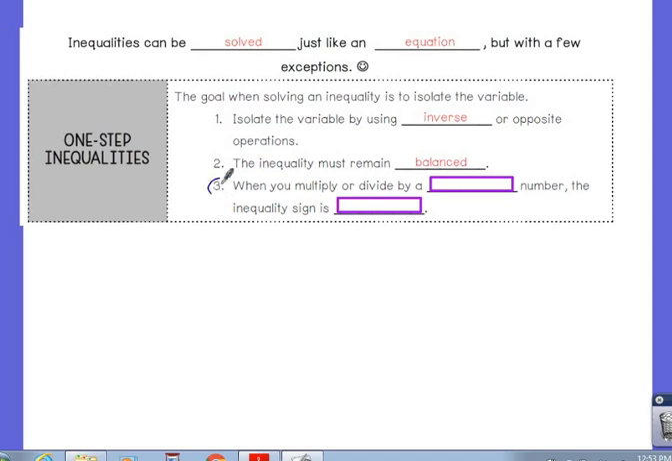Here is the new part. You might want to circle it, put a star, something. When you multiply or divide by a negative number, the inequality sign is flipped. We're going to go into that in a little bit. First, we're going to review. So that's the only new part.